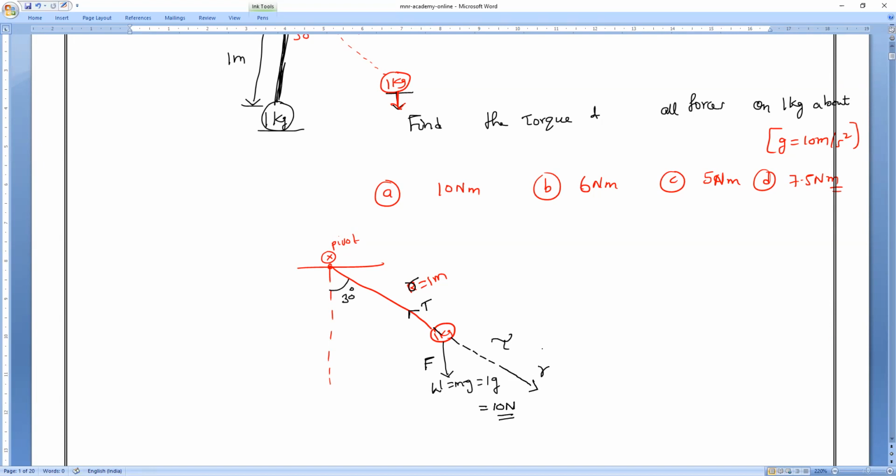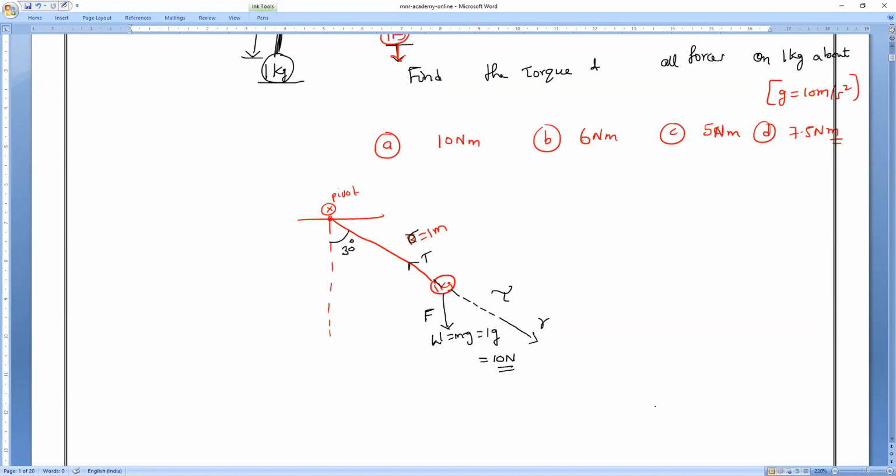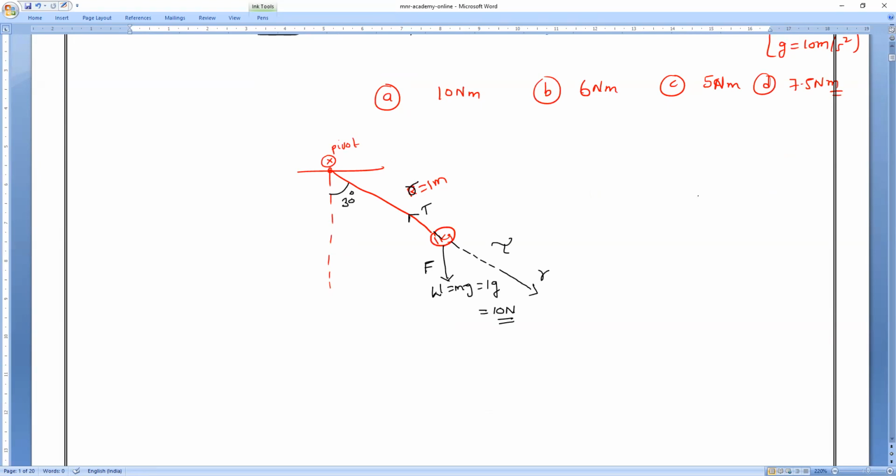Now we want to find the torque also. Keep in mind, the torque due to tension is always zero. Why? Anybody can tell me? Even yesterday we studied that, it is along the radius. Parallel. Am I right or wrong? Parallel.